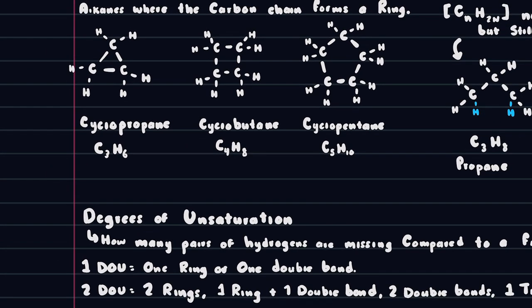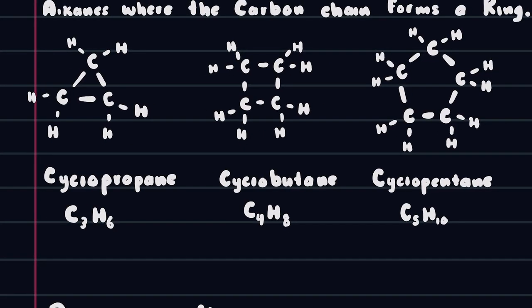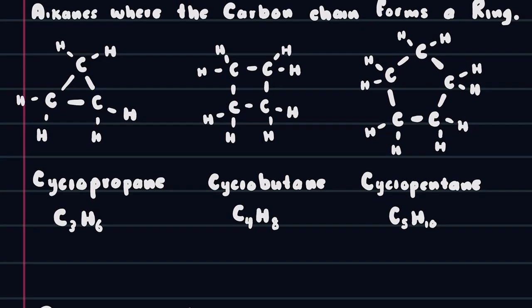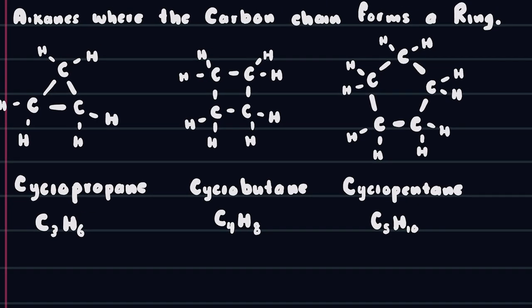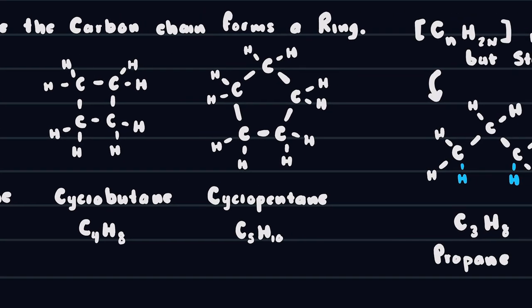So we're going to move on to the introduction of cycloalkanes. These are alkanes where the carbon chain forms a ring instead of being linear. So now we have closed ring systems made of carbon. Here we have cyclopropane, cyclobutane, and cyclopentane. Prop stands for 3 carbons, so cyclopropane is a 3-membered ring. But stands for 4 carbons, so cyclobutane is a 4-carbon membered ring.